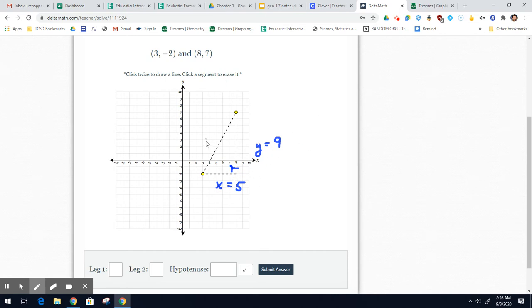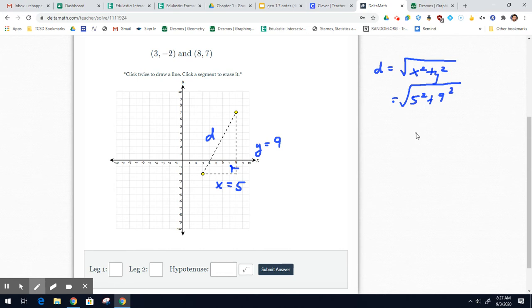So again, to find my distance, call this d, I'm going to use the square root of x squared plus y squared. Let me write it out just so you can see the formula. So as long as your numbers are positive, you don't need parentheses. So it's going to be 5 squared plus 9 squared all inside the radical. And you need to simplify that.